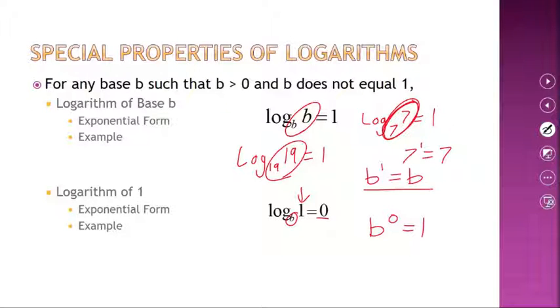5 to the 0 power equals 1. 19 to the 0 power equals 1. X to the 0 power would always equal 1. So for any logarithm, it doesn't really matter what the base is. It could be 7, but if it's of 1, it would always be equal to 0.